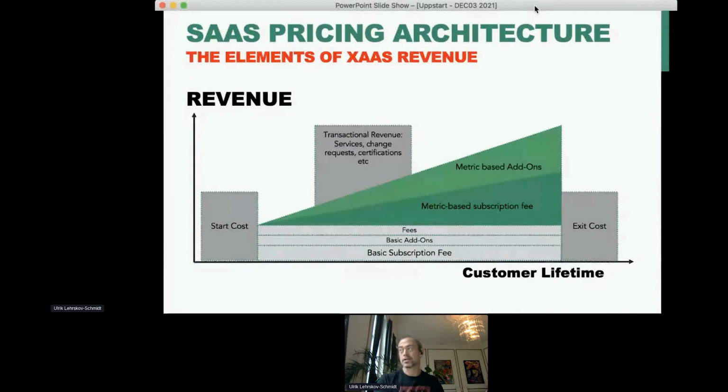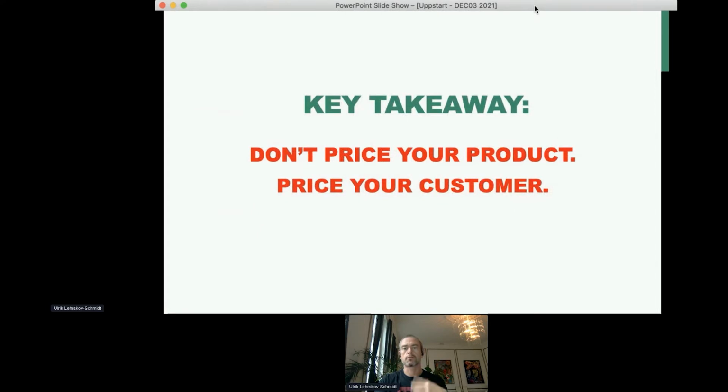So with these 3 in mind: the transactional fees before, during, and after, the flat fees that run recurringly, and the metric-based fees that run recurringly. These are the things that we have in our pricing architecture to actually price the customer and not the product. So if you just remember one thing, it's the approach or the attitude from this, which is: don't price the product, price the customer.